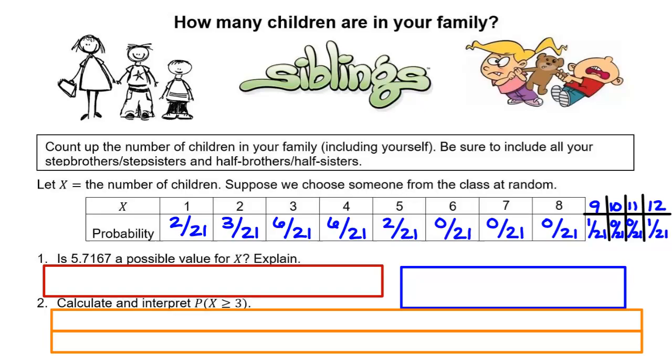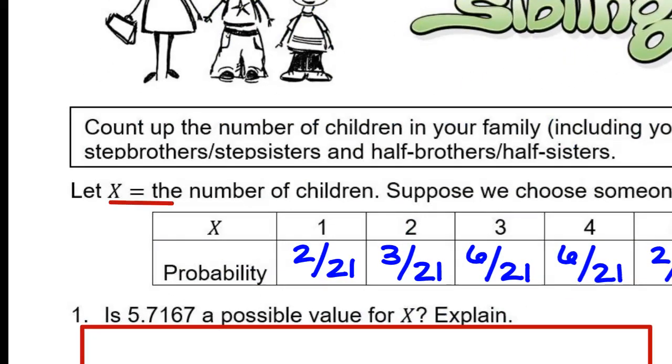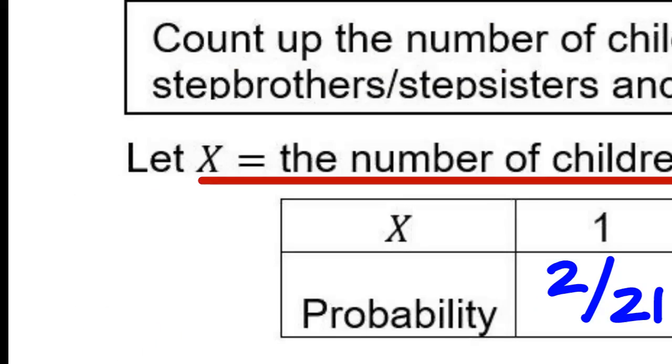What does it say X means again? The number of children. If I wanted to be really specific, I would say the number of children in the families for students in this class, right? You have to always, always, always define your variables.